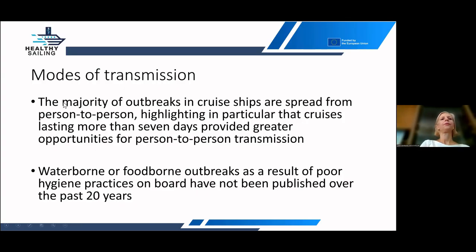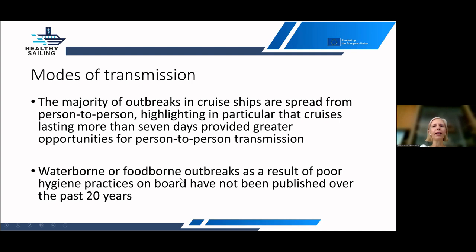Now, about the modes of transmission, the majority of outbreaks in cruise ships were spread from person to person, highlighting in particular that cruises lasting more than 7 days provided greater opportunities for person-to-person transmission. And as we have seen in the previous slides, as the length of the cruise increases, the attack rate also increases.